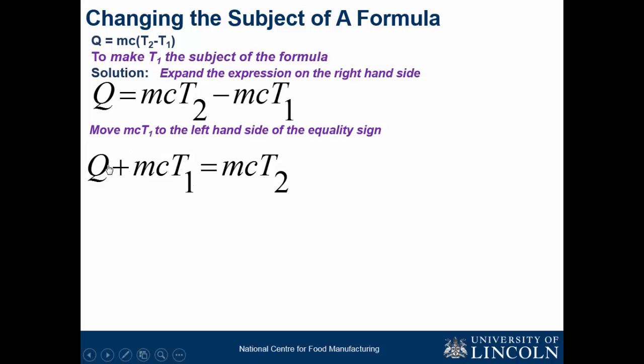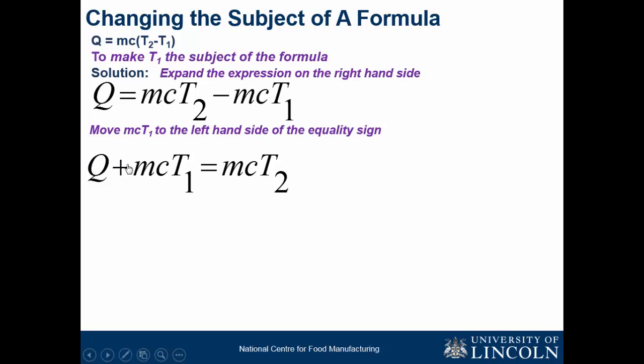So we need to get rid of Q and MC, but we need to do it in order. Now, if you look at this, it is like the reverse of BODMAS. Q is attached to T1 by a positive sign. M and C are attached to T1 by a multiplication sign. So we can see that the bond between MC and T1 is stronger than the one T1 has with Q. So the very first element that will leave this side will be Q.